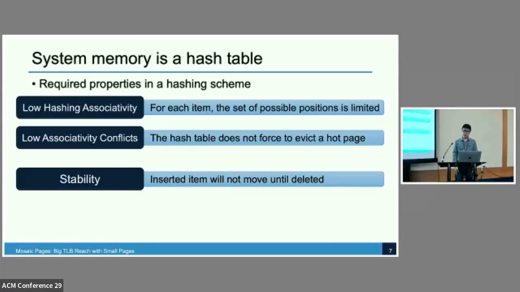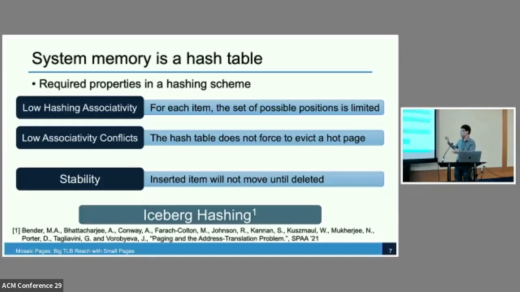Until recently, no hashing scheme provided all of these 3 properties. A recent publication, Iceberg hashing, supports all three properties. You may notice the majority of authors in that work overlap with our work. This is because we designed this hashing scheme specifically to solve this page mapping problem.